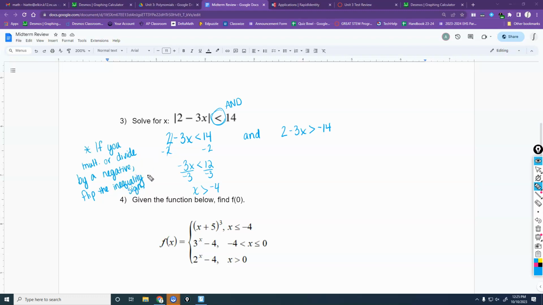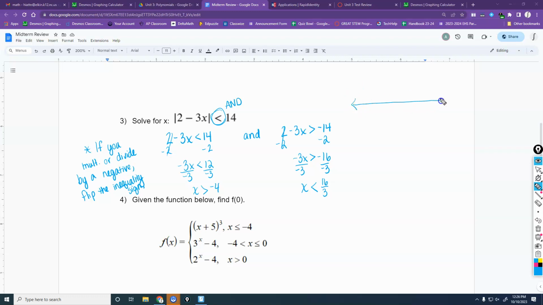So we got x is greater than negative 4. We're going to do basically the same thing on the second one. We're going to subtract 2. We'll get negative 3x is greater than negative 16. We'll divide by negative 3. That won't divide, so we're just going to leave it 16 over 3. And we need to flip our inequality sign, which will make this less than.